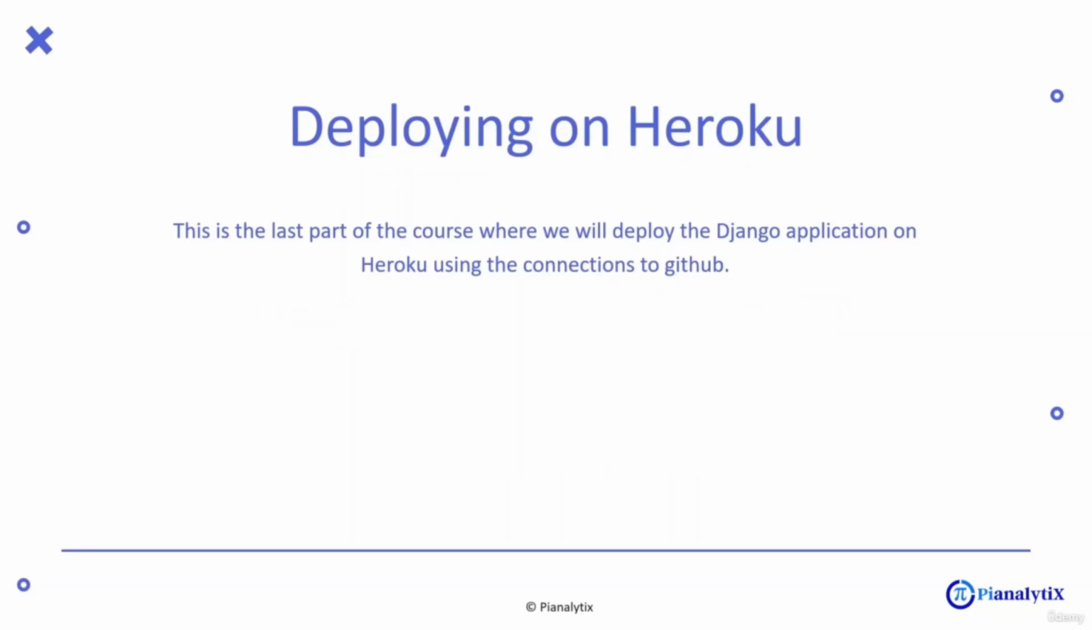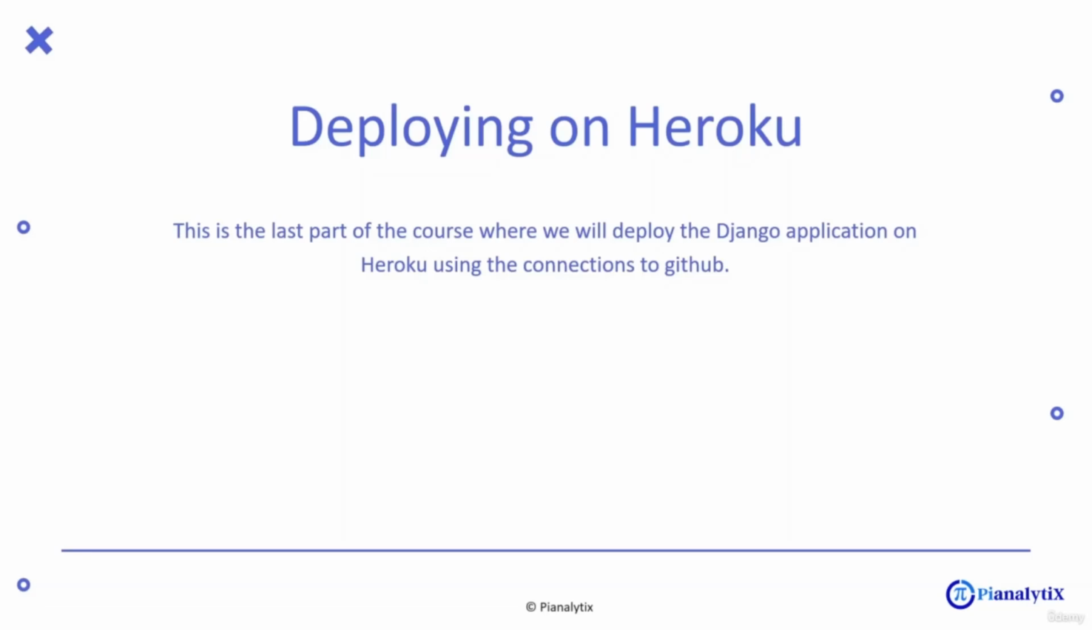Now this is the last part, that is deploying our web app on Heroku. We will be deploying our Django application on Heroku using the connection to GitHub. I will be telling you exactly how I'm going to do this, and that will be covered in the third part of the course.